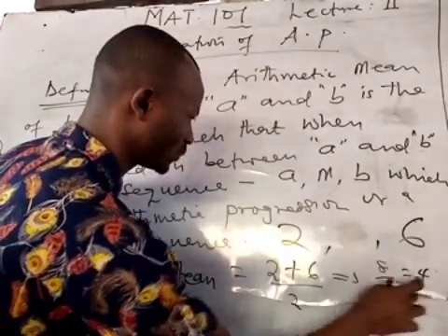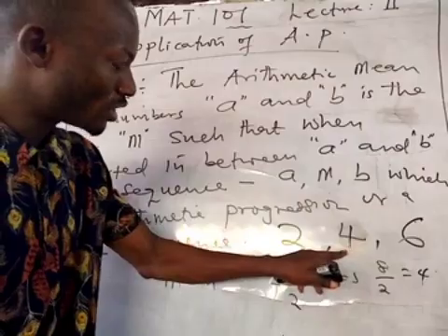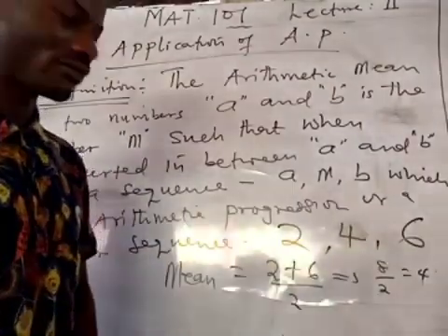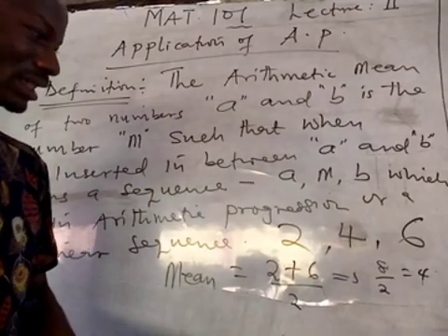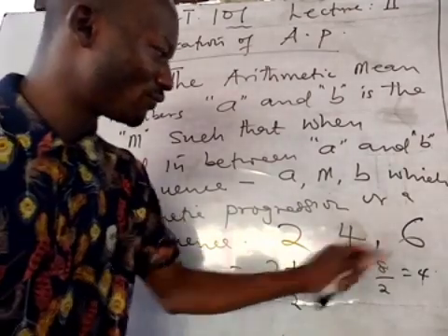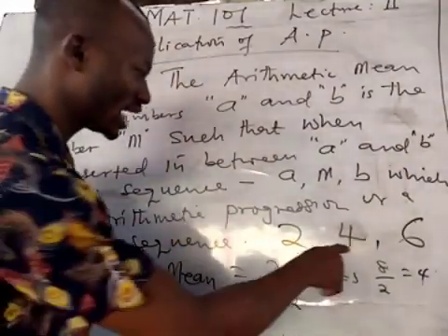So my m now is 4, so I now put 4 here. Having inserted 4 in between 2 and 6, what do you observe? We have formed a sequence. But you observe that this sequence we have formed is actually in arithmetic progression. Why? Because there is a common difference.